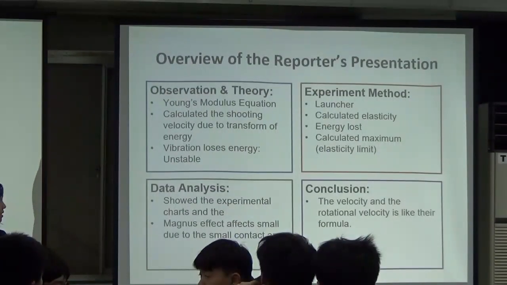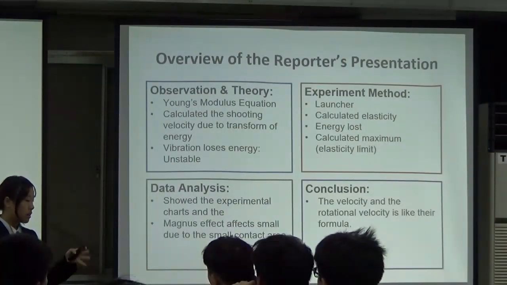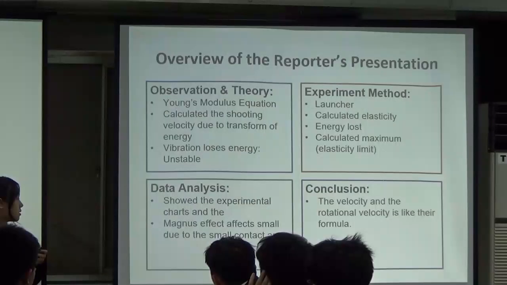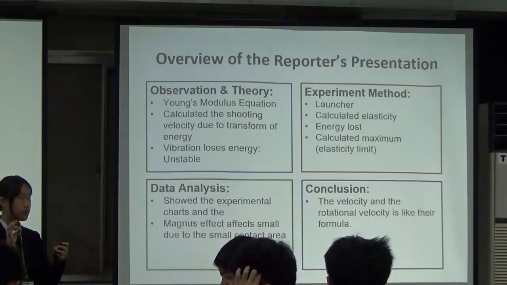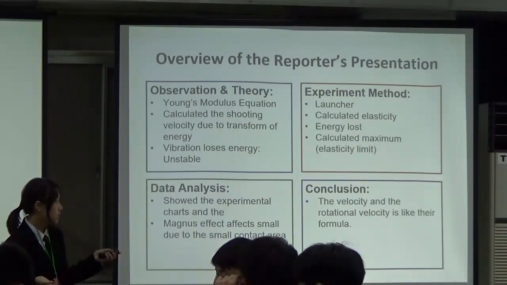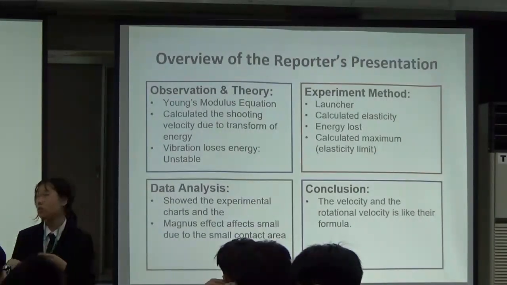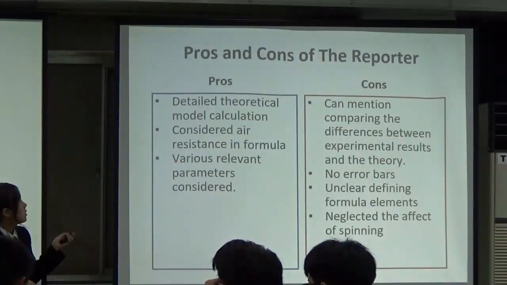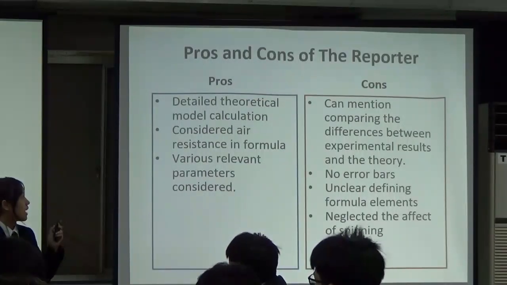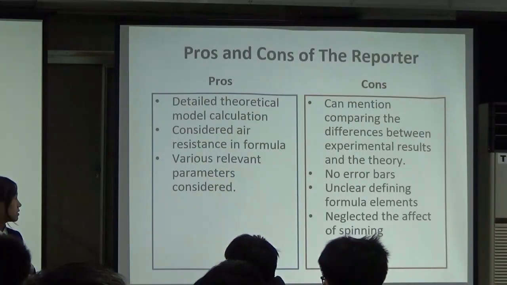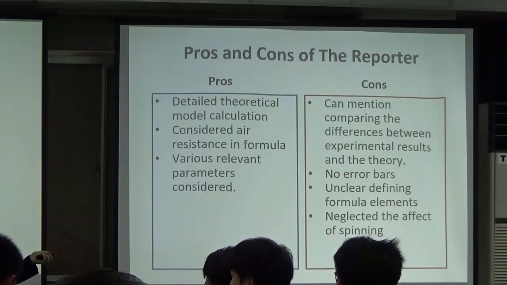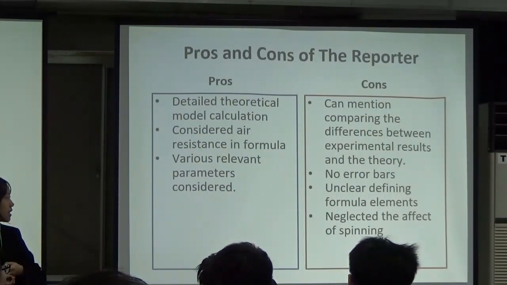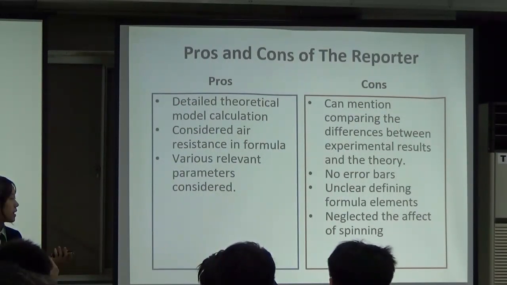And for the data analysis, they showed the experimental charts and the theoretical charts, and they used the Magnus effect. They said that the Magnus effect affects it very little due to the small contact area between the rubber band and the air. And the velocity and rotation velocity are shown like this. So these are the pros and cons. The pros are that they have a detailed theoretical model, they consider the error changes in the formula, and they consider diverse relevant parameters. However, they could mention comparing the differences between the experiment and the theory.